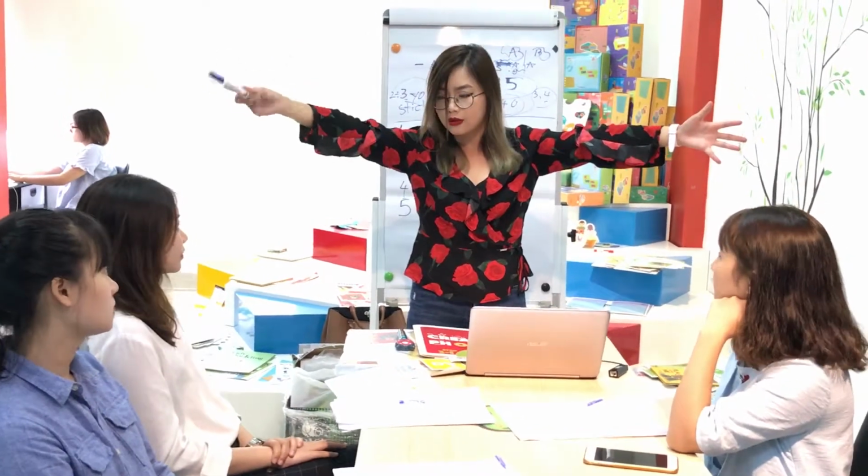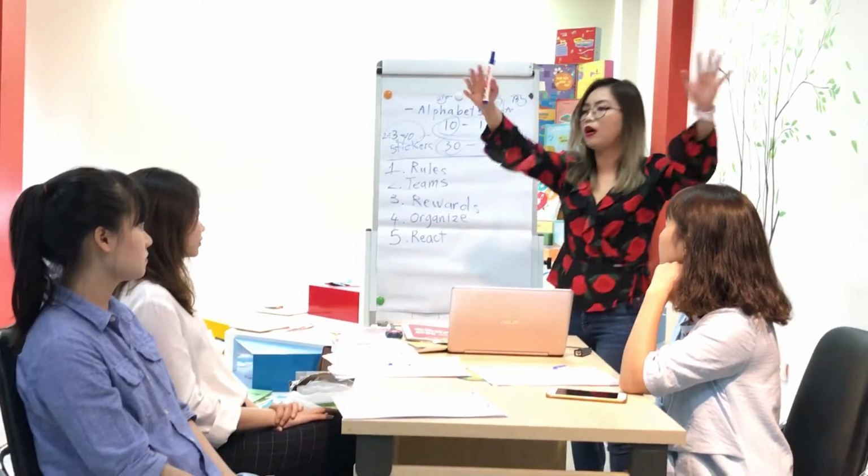So it means the teacher says first, teacher to students, the whole class, and the whole class to teacher. And then one student to the whole class, and then one student to one student. Okay? That is the way we practice English and communicate in our class. So that's all about rules, teams, reward, organize, and interact with each other in our class. 50% of the class time you speak, 50% let the students speak.